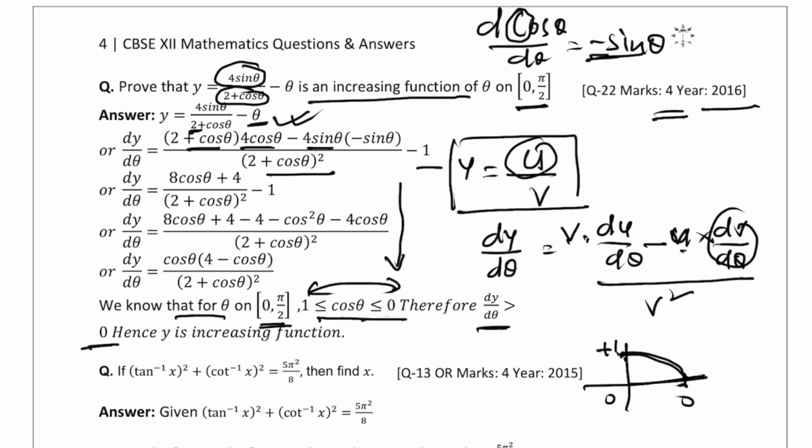This value will always be greater than 0, because cos theta cannot be greater than 1. So it is 4 minus cos theta, and cos theta is less than or equal to 1. So this ratio is all the time positive, and the denominator we have squared, so there is no chance that cos theta is more than 1. So it is not possible. That is why this entire function is greater than or equal to 0. So hence, if dy by d theta is greater than 0, then y is an increasing function, correct?